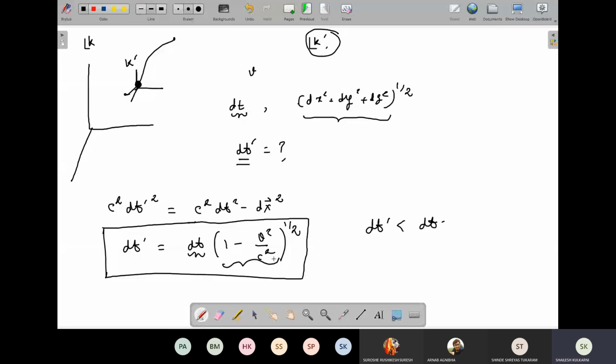This is the infinitesimal time interval. If you want to calculate the finite time interval observed in frame K prime, then you have to just integrate it, from t1 to t2 of dt times the square root of 1 minus v square by c square. But I cannot take this factor out of the integral because v may depend on t. If it is uniform, then and only then can I pull this factor outside.